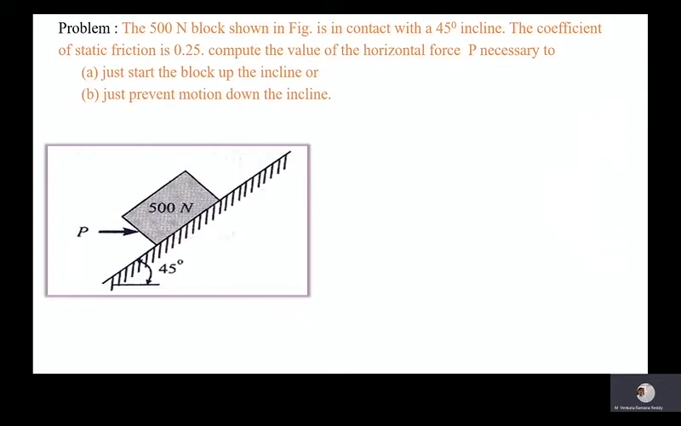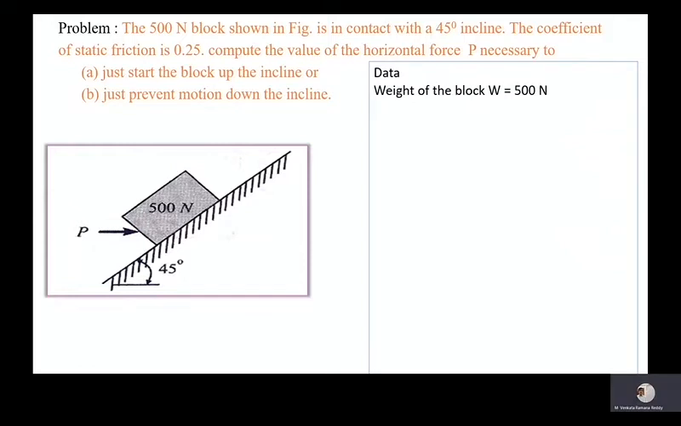The first case is just to move the block up. The second case is just to stop the block from moving down. In both cases, we have to find the applied force. Now we'll write the data. Weight of the block is 500 newtons.